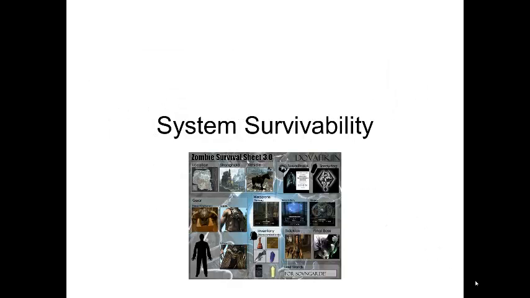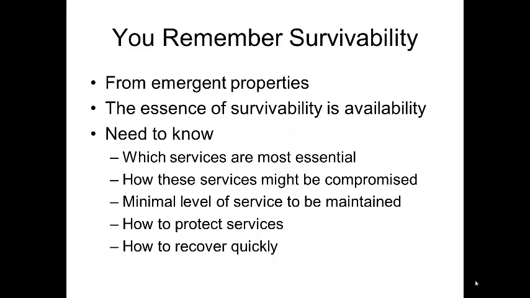And then last but not least, system survivability. You want your system to have survivability, and you may remember survivability from the emergent properties that we discussed back at the beginning of CS460. So the essence of survivability is availability. So which services are most essential, how these services might be compromised, what minimal level of service do you want to be maintained, how to protect these services, and how to recover quickly.